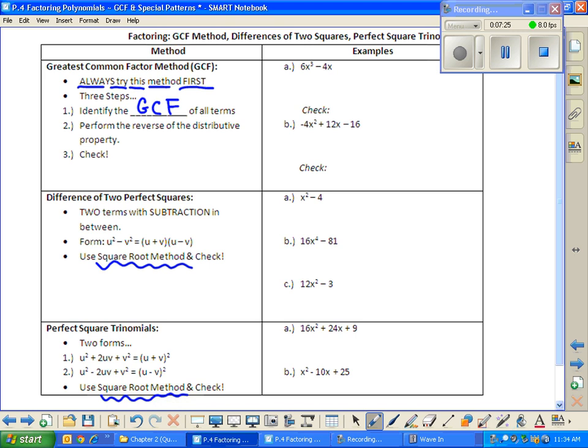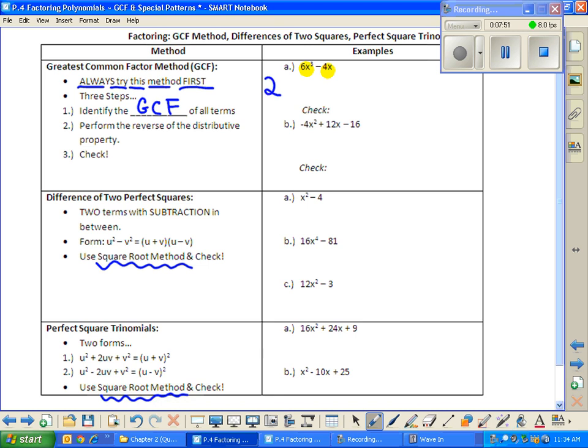If you take a look at part A, we have 6x to the third minus 4x. So the first thing I have to do is identify what these two terms have in common. So I look at 6x to the third and 4x, and I'm like, oh, 6 and 4. Those are both even, so they have 2 in common.